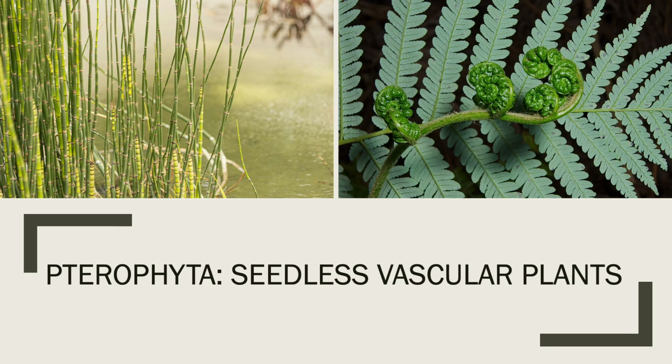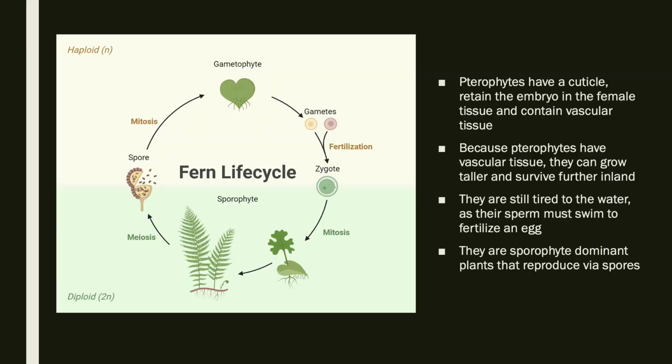Our second plant group, the pterophytes, the P is silent, so we call them the pterophytes. These are seedless vascular plants, so still no seeds, but now we have vascular tissue. So these are plants like horsetails and ferns. Again, this is just showing you the life cycle here. You do not need to know the 4 plant phyla life cycles themselves. I just want you to know that general one that we worked on a few slides ago.